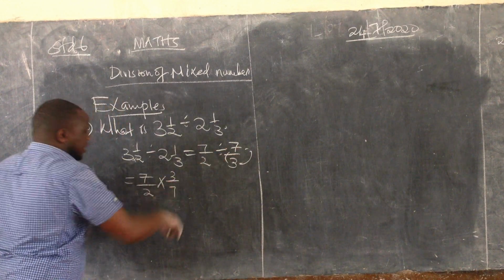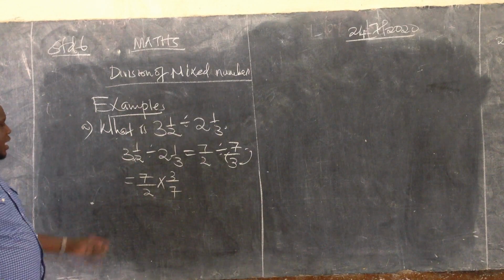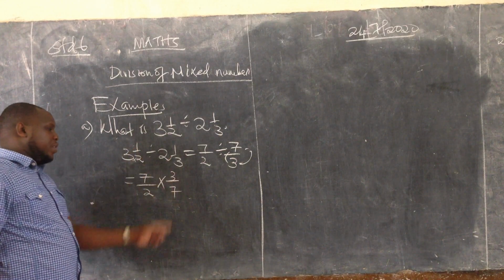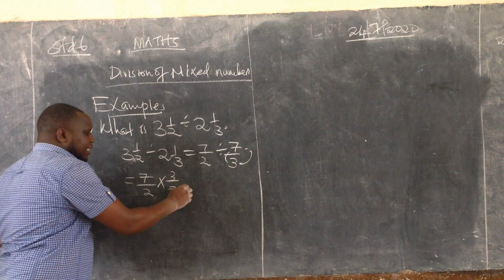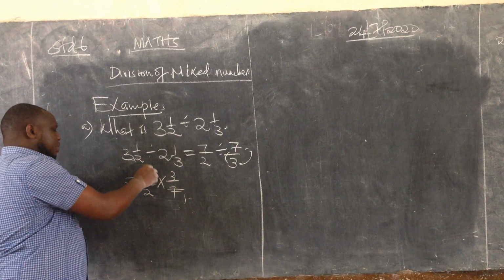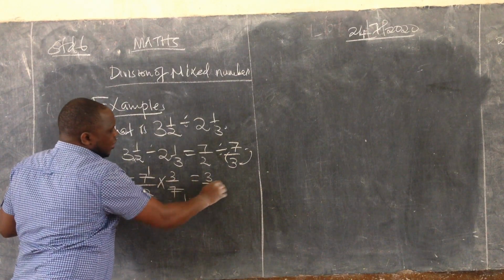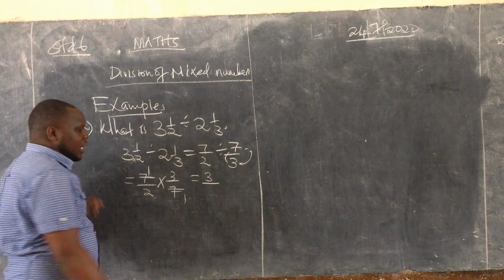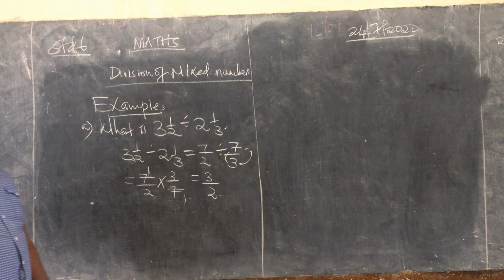Now 3/7. From there we are going to check whether we have common dividers. Vertically we don't have common dividers, but diagonally we have this and this can divide. So divide by 7 you get 1, 7 divided by 7 you get 1. So your answer is going to be 1 times 3, you get 3/2 times 1, which is going to be 2. So from there, Lana, you check.